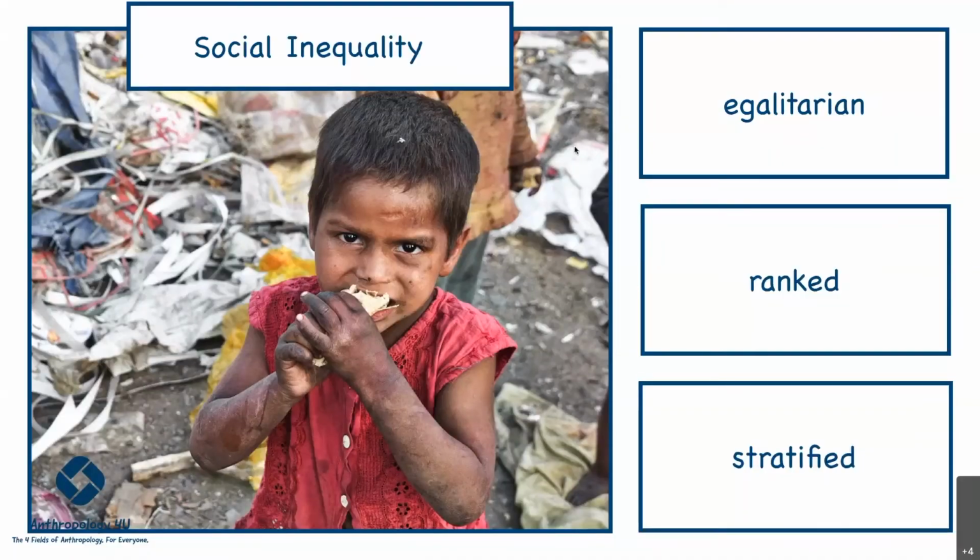Another topic is social inequality. There are 3 basic types of societies: egalitarian, ranked, and stratified. Egalitarian societies are those that have very little social inequality. In ranked societies, there's a certain number of high-ranking social positions. And stratified societies have a lot of inequality, especially when it comes to wealth and power. And there is also unequal access to resources like land, tools, and education.